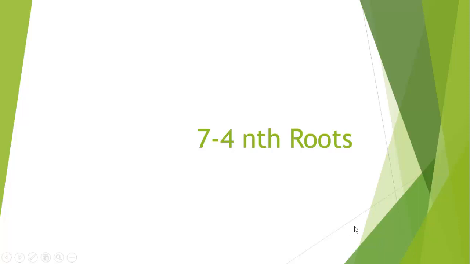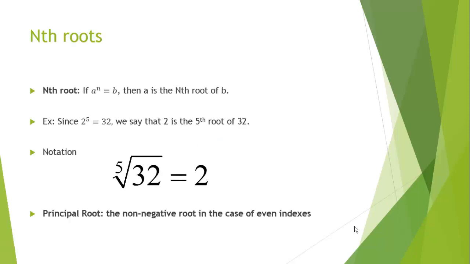So let's just go with a little bit of terminology first. The idea of an nth root here is your definition. What we basically are saying is, if a to the n power equals b, then we say that a is the nth root of b. And I have an example here in this next bullet. So if you look, 2 to the 5th is 32. So we would say that 2 is the 5th root of 32.